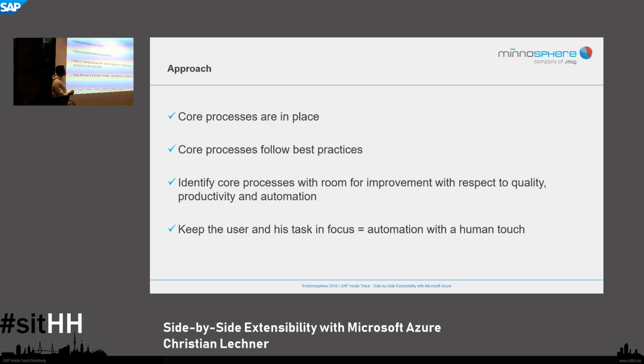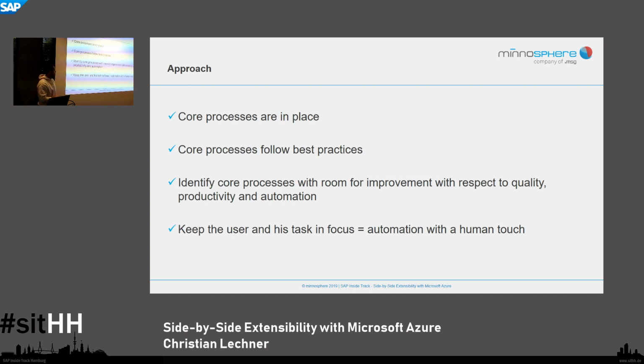And now when you have this in place, you can think about where you can improve your processes. Where do I have potential with respect to quality, productivity, and automation? And when I take a look at that, where can I do that with the human user in the center, with a human touch? This is something that's also quite stressed by robotic process automation. That's now also quite a high topic.